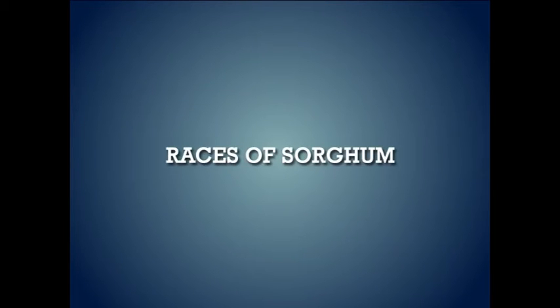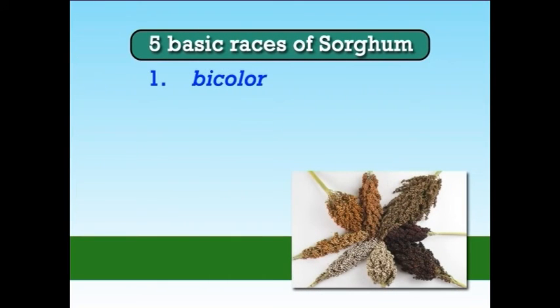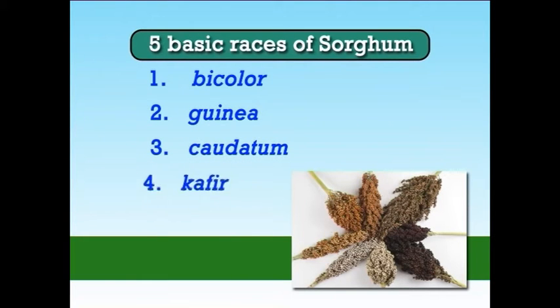Next, we will study about the races of sorghum. Cultivated sorghum is divided into 5 basic races. The first one is bicolor, next Guinea, next is Caudatum, the fourth one is Kafir, and the last one is Durra.